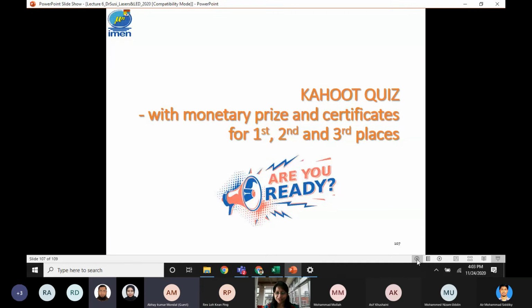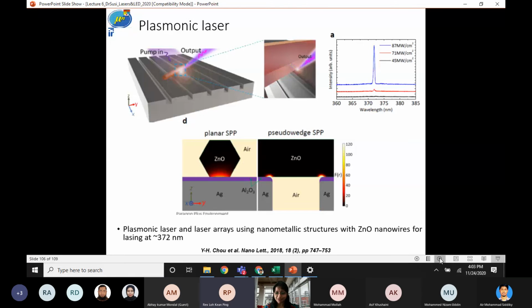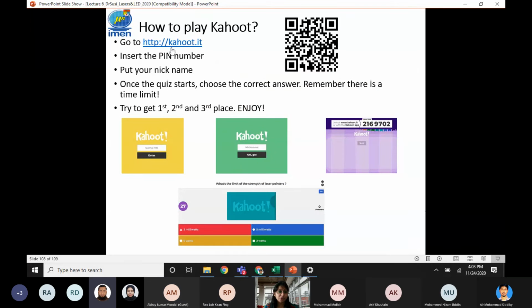So okay, first of all, you need to go to kahoot.it. This is the barcode you can scan. Go to kahoot.it. Are you guys all there?